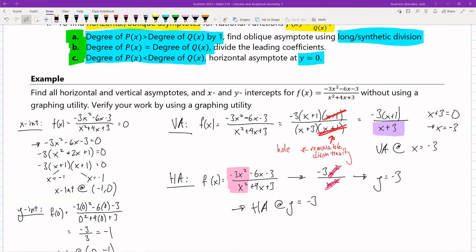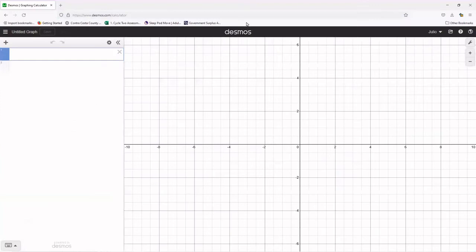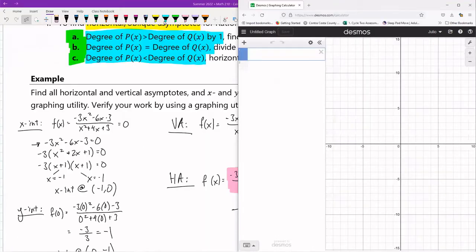So now I'm going to open Desmos. I'm going to bring Desmos in here. Okay. And I'm going to go ahead and type in my function, right? Let me go ahead and move this over.